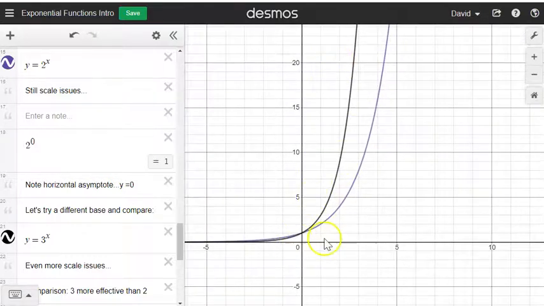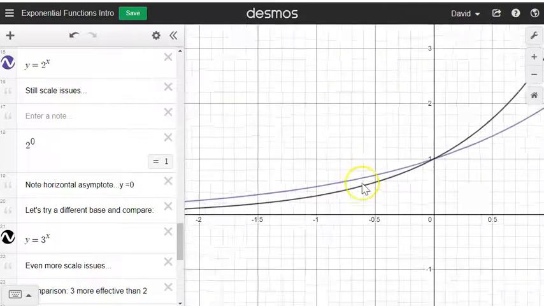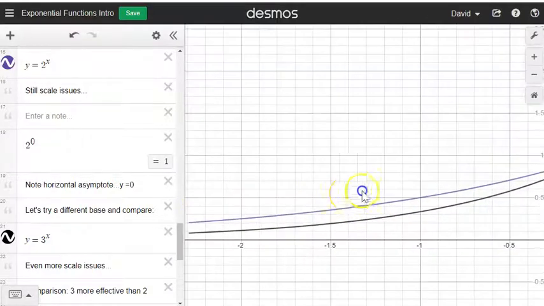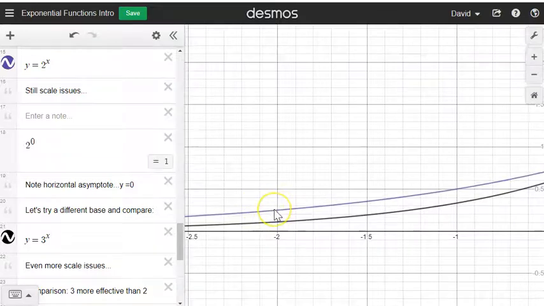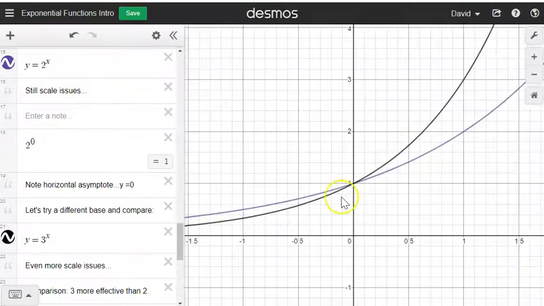3 to the x, of course, is bigger than 2 to the x, because you've got a bigger base and you're using the same exponent. Notice, though, that on the left-hand side, 3 to the x is smaller than 2 to the x. For example, 2 to the minus 1 is a half, and 3 to the minus 1 is a third. That's smaller. 2 to the minus 2 is a quarter, and 3 to the minus 2 is 1/9. That's smaller.